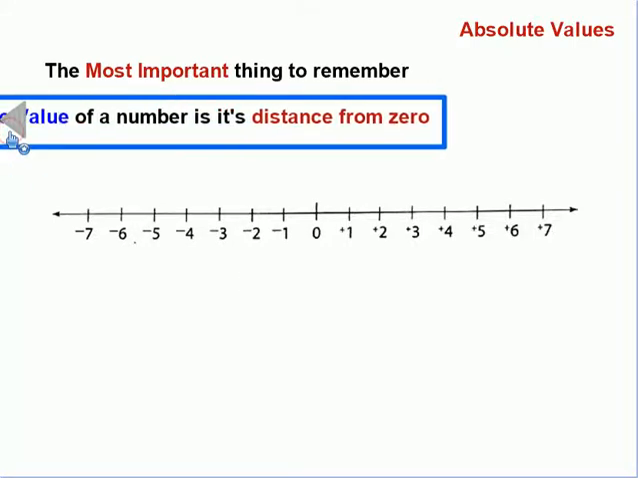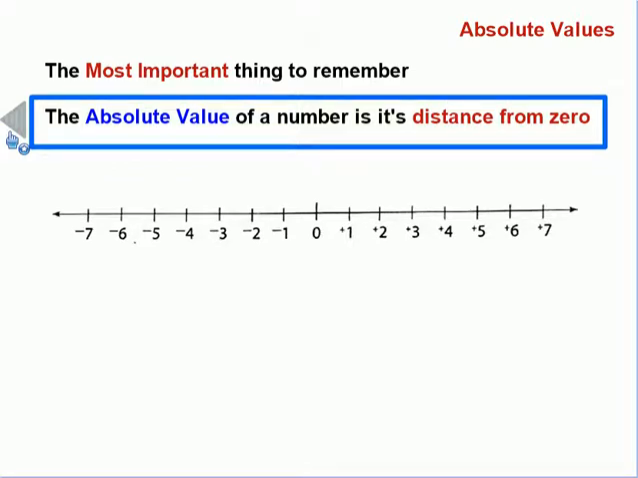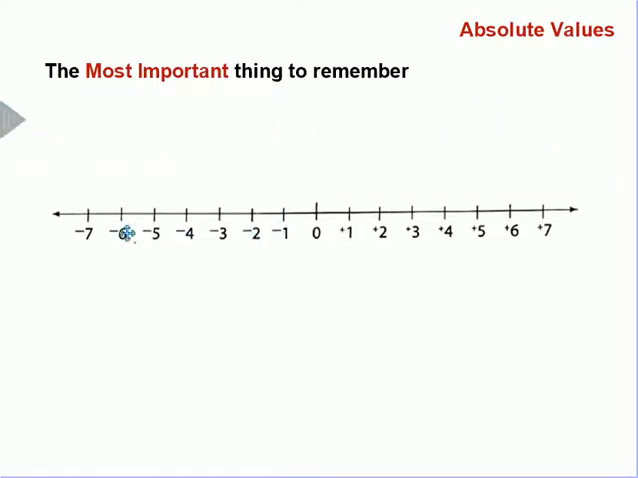And that is, the definition of absolute value is the distance of a number from 0. The absolute value of a number is its distance from 0. So let me illustrate that for you. Here we have the number 4. What is the absolute value of 4? And this is absolute value notation. We put these little lines beside it. So what is the absolute value of 4?